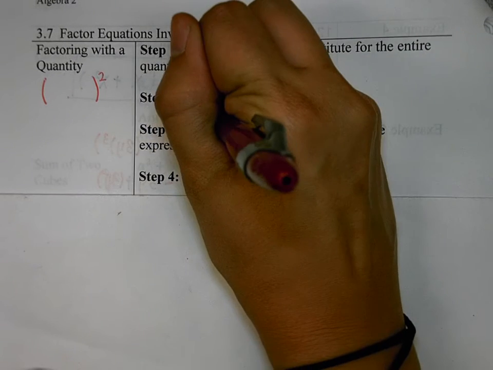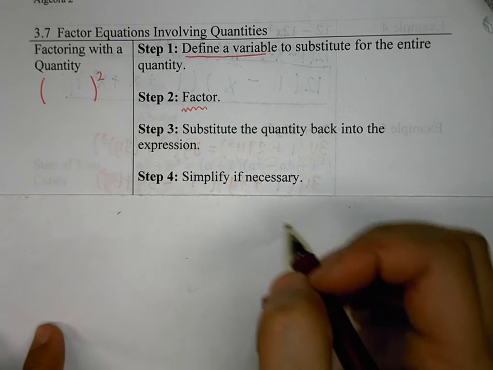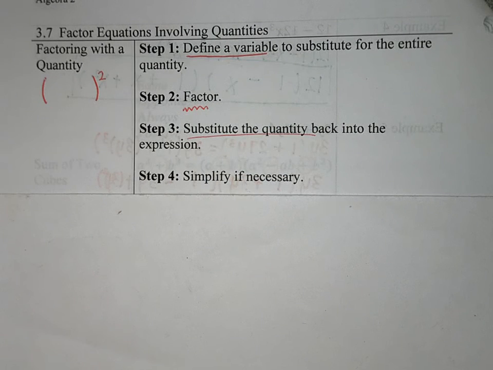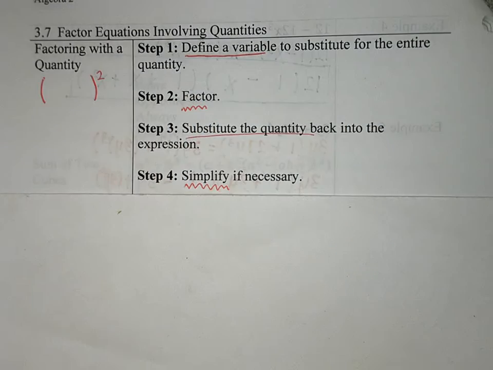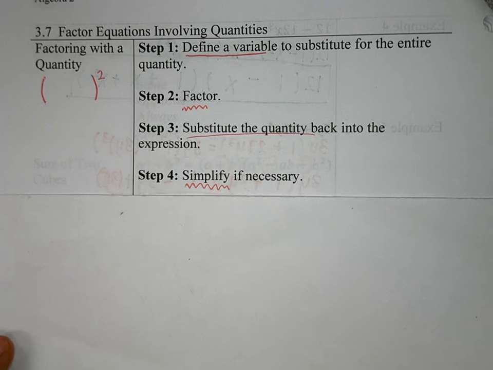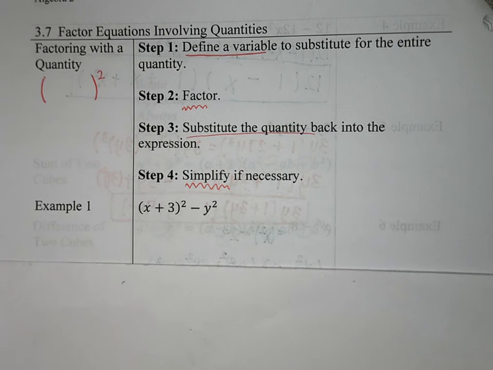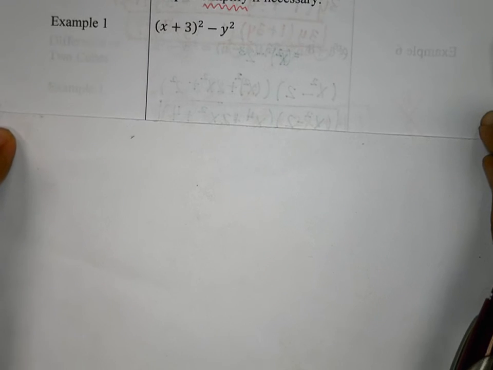Step 2, after we substitute it back in, we just have to factor. And then step 3, we have to substitute the quantity back into the expression so that we are replacing what we took out. And then sometimes there might be some simplification in there. So we might have to simplify after that if necessary by combining like terms, multiplying, anything like that.